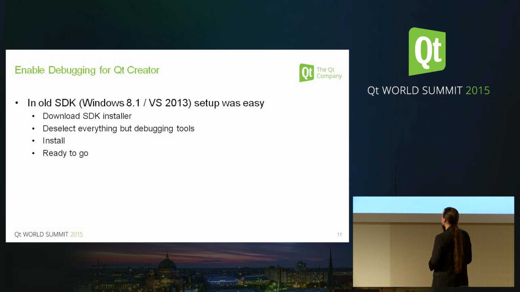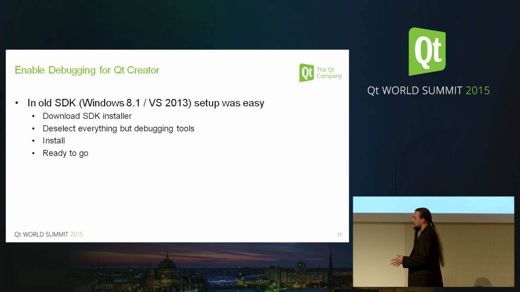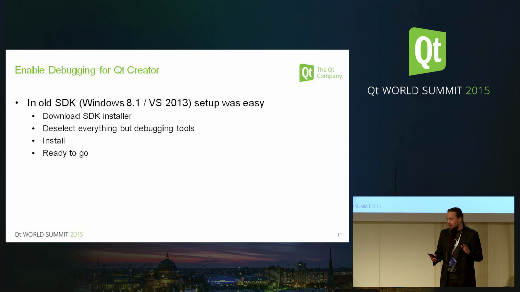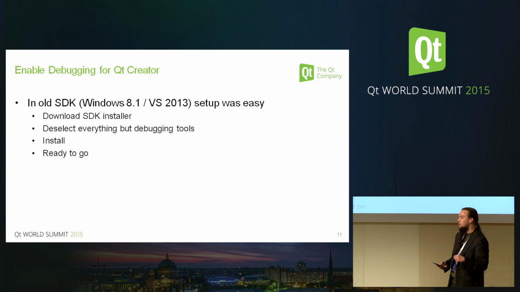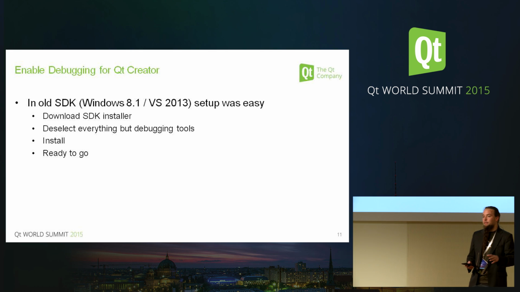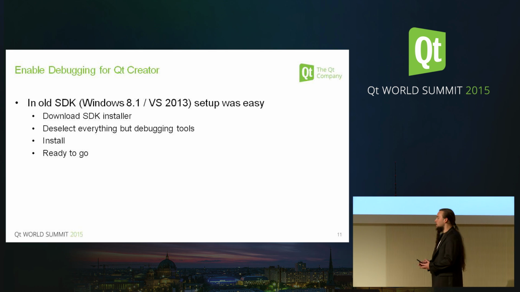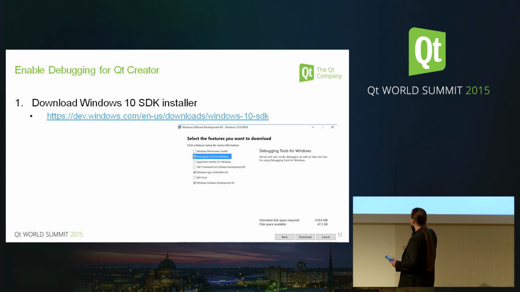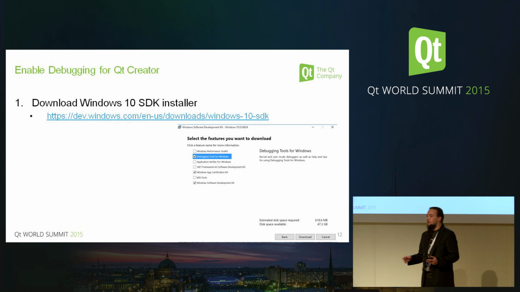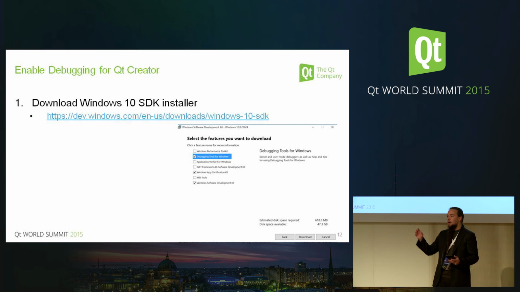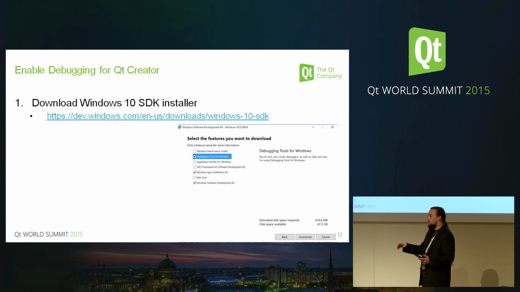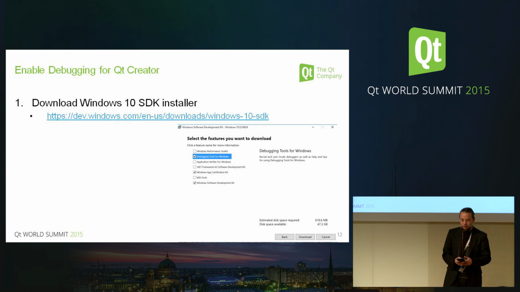One last item. If you want to use Qt Creator, and I hope you do, you still needed to set up the debugging manually. You needed to get CDB from the SDK. CDB is not something being deployed automatically with Visual Studio. In the old setup with Windows 8.1 and older SDK, that was fairly easy. You downloaded the SDK installer, only selected CDB, went for it, and were done. With Windows 10, it's a bit more problematic.